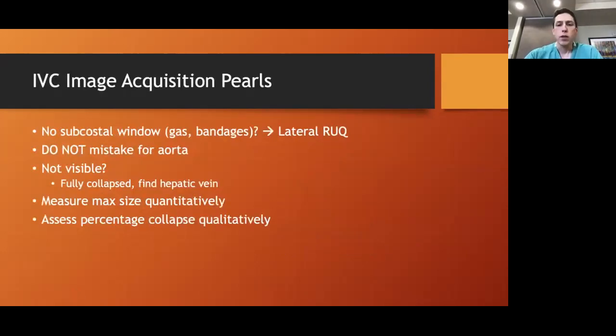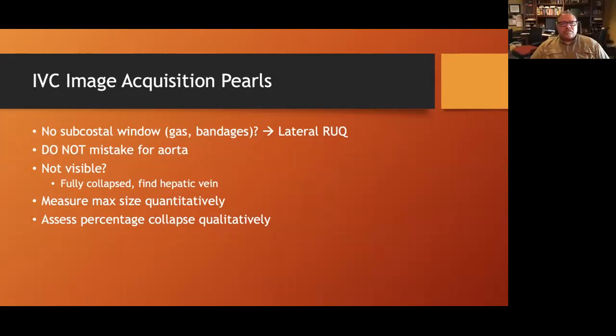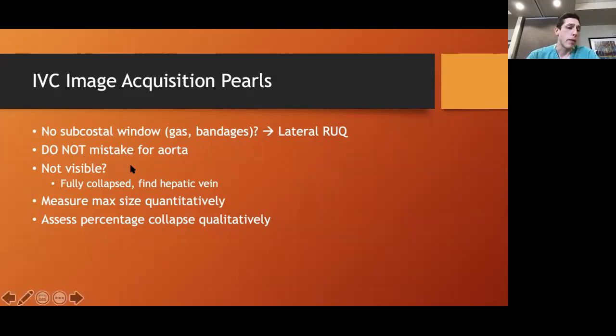Okay, so some tips for IVC image acquisition. If you can't obtain an accurate subcostal window due to bowel gas or bandages, slide laterally to your right upper quadrant FAST view. And do not mistake the aorta for the IVC. This is a common error in IVC interrogation. If it's not visible, it may be that it's fully collapsed, in which case you can trace the hepatic vein down to where the IVC should be.